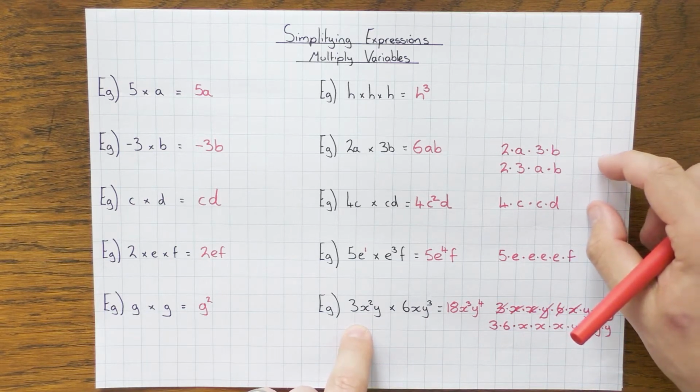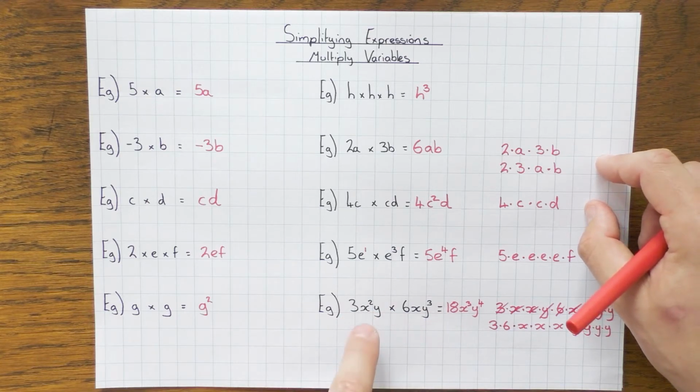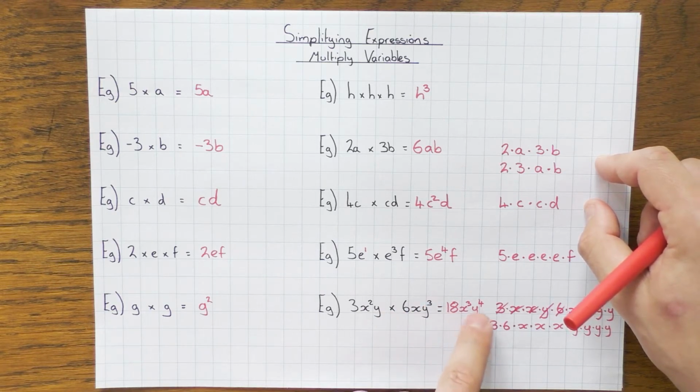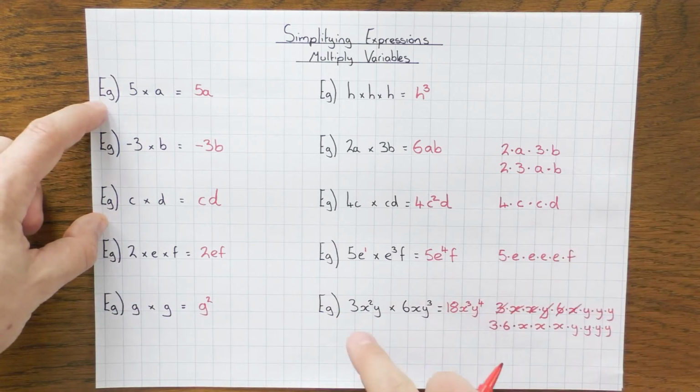So again, the quick way to look at this would be do the numbers. So 3 times 6 is 18. Then have a look at the x's. I've got 2 there, and I've got 1 there. So in total I have 3, so it's to the power of 3. And I've got 1 y there, and then y cubed, so there's 3 of them there, so 1 add 3 will give me to the power of 4. Of course, this only can be done when you are multiplying, but that is the quick way.